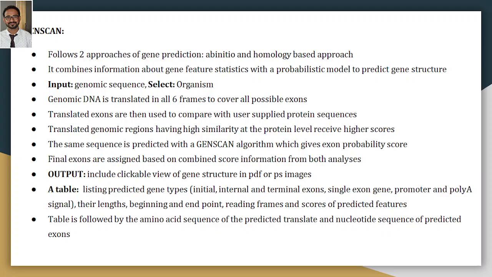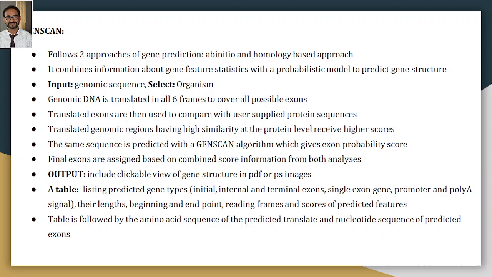So final exons are assigned based on the combined score information from both ab initio and homology-based approaches. Once you get that, you can say that this is the complete amount of DNA which is going to be translated into protein. Why are we interested in the entire sequence which is converted into protein? Because the topic is prediction of functional sites. If you want to say that a particular genetic DNA sequence is functional, you have to get the protein out of it, understanding that is the reason.